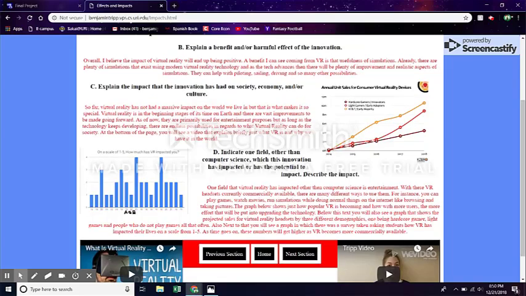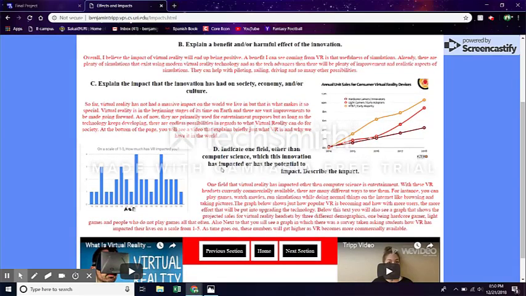For the next prompt, prompt D, it says indicate one field other than computer science which the innovation has impacted or has the potential to impact. Again, I talked about entertainment for the most part because the headsets nowadays mainly just are able to play games, watch movies, and run simulations, as well as do expected things like browse the internet and take pictures.